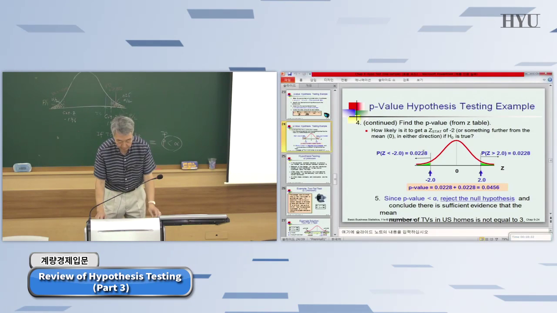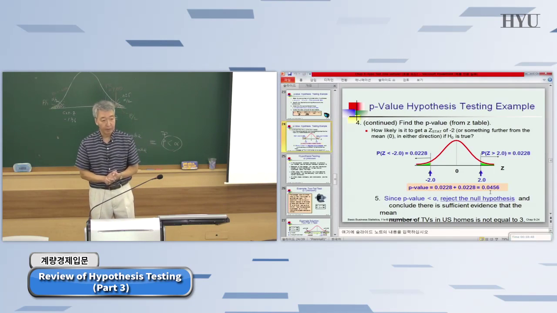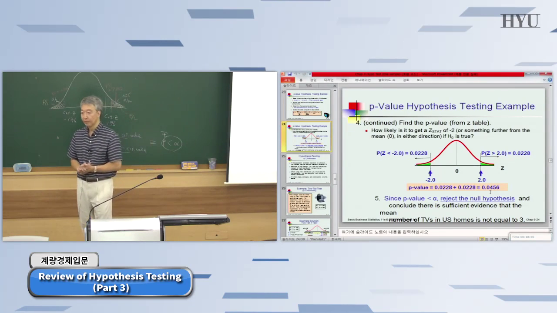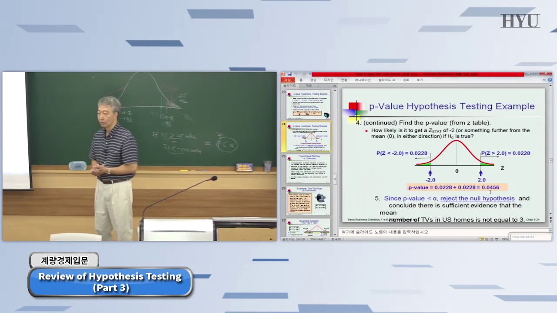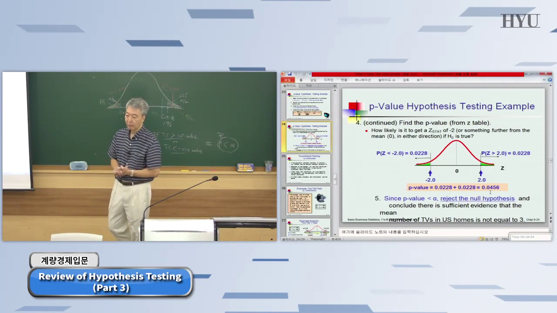And that's half of p. And here's another half of p, right? So when you add them up, the total p-value is 0.0456, right? So here's another benefit or advantage of using the p-value approach over using the critical value approach.